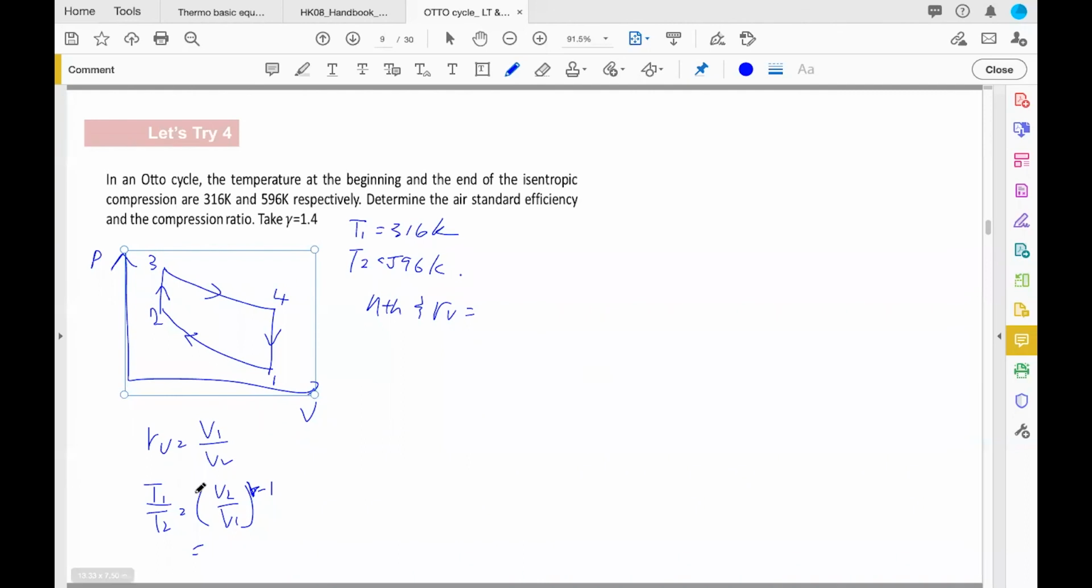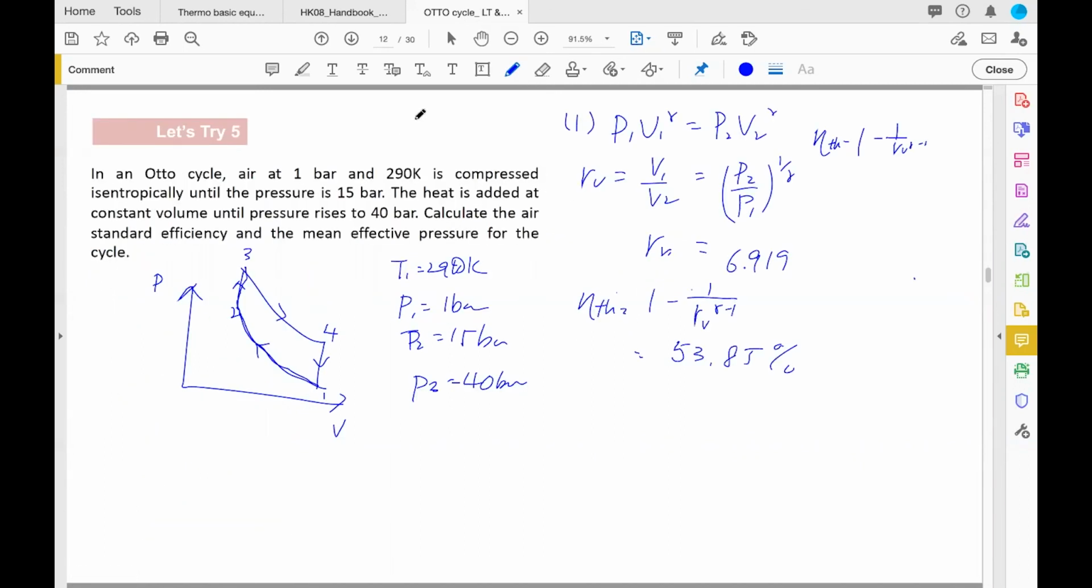So we know T1, we know T2, and we know gamma. Definitely we can get our RV. Your RV is 4.885, or you can say 5. All right, so what about the efficiency? Efficiency is very simple: 1 minus 1 over RV to the power gamma minus 1. Because you already have the equation, I use 4.885 and get my answer. Let's try.